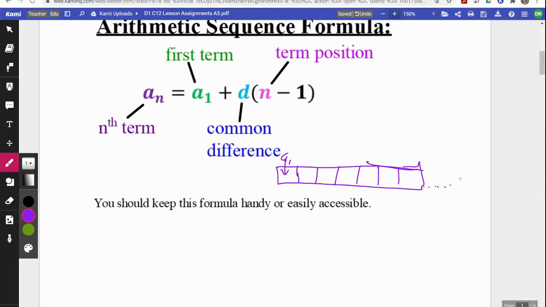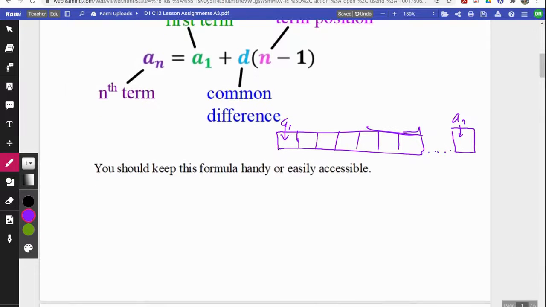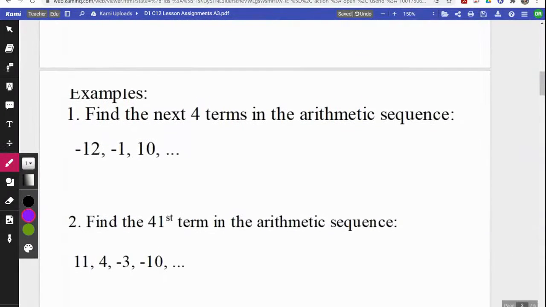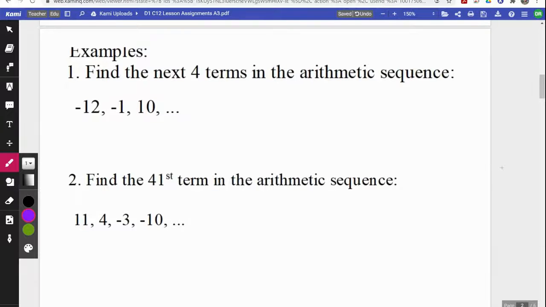And it could go for some time, and since we don't know what we're talking about, maybe it's the end of the list, or if we're talking about the seventh term, then it'd be a sub 7 in this spot. But a sub n, if we don't know, would be the last term or the nth term. So we'll use that formula. We could probably forego the formula on a couple of these. Find the next 4 terms in the arithmetic sequence. Here's an example. And we're typically very good at recognizing patterns. So we would just see that it goes -12, -1, 10, and so on.